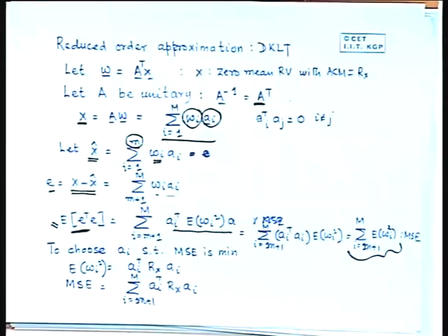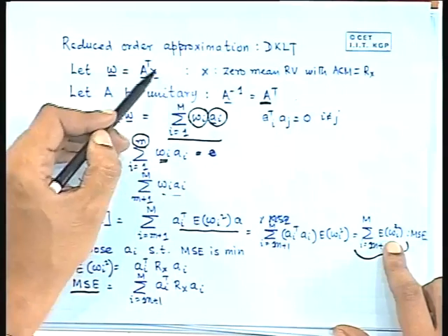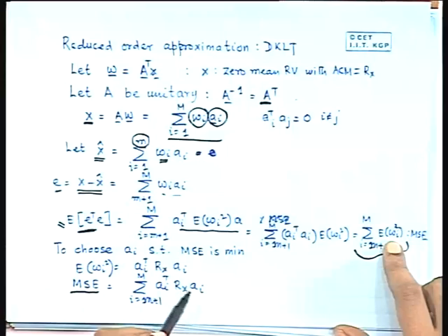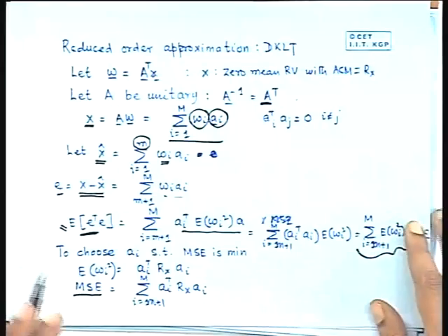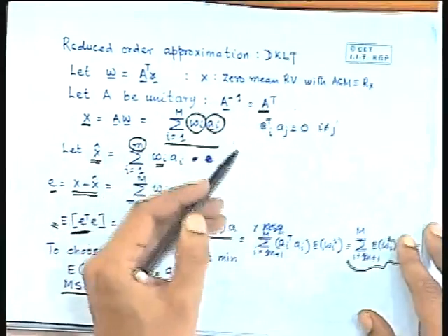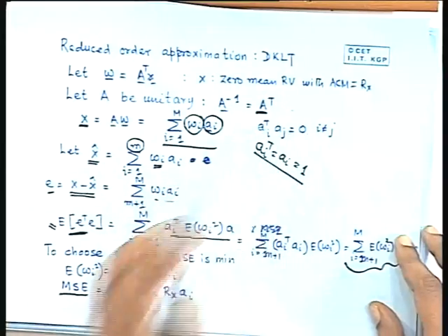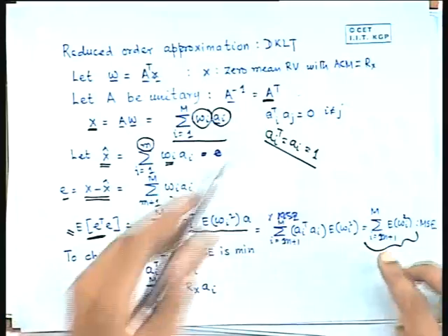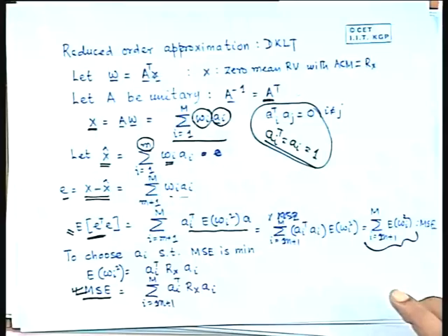Now, what is my original problem? My original problem is that I want to minimize this MSE. I am given X, I want to minimize this MSE and I want to choose these a_i's. That is my problem, subject to the requirement that a_i transpose a_i is equal to 1 and a_i transpose a_j is 0. Subject to these constraints, I want to minimize this function. So it is a constrained minimization problem.